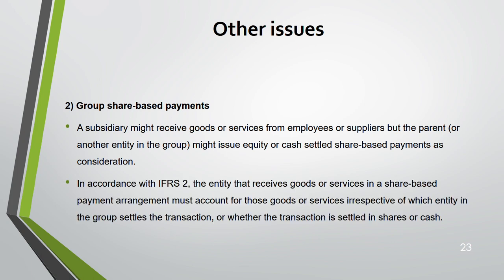So in that, IFRS 2 says, it does not matter who pays it. Which one in the group settles the transaction, or whether the transaction is settled in cash or share, doesn't matter. But the entity that receives those goods and services in a share-based payment must account for those goods and services. They are the one who are receiving it. They have to account for the goods and services. Doesn't matter which entity in the group settles the transaction. Doesn't matter whether it is settled in cash or shares. Okay. The one who's receiving the goods and services, they have to account for it.